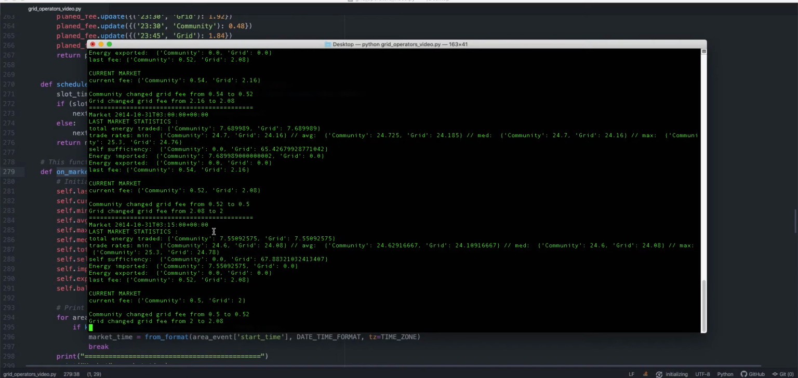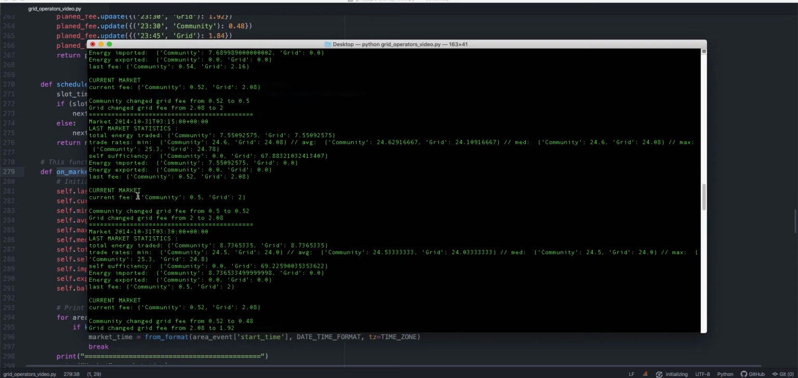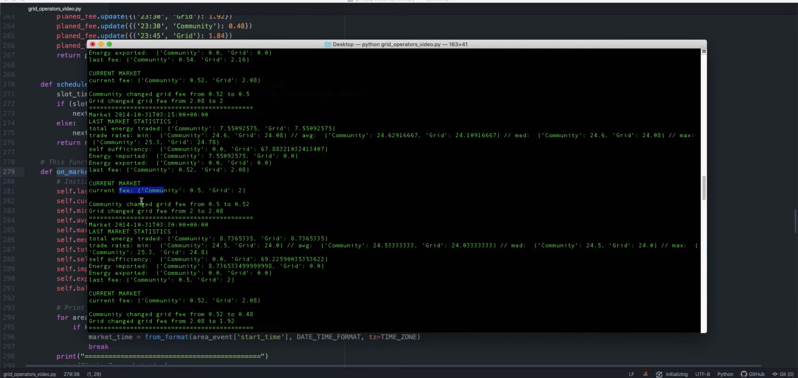Basically it receives information on the past market statistics. For instance, the total energy traded on each market, the community and the grid, the price, average, maximum, and minimum prices, the self-sufficiency, the energy imported and exported for each of the markets, the last fee, the current one, and also I can change the grid fee for both of the markets at the same time. For instance, here I'm changing the grid fee from 0.5 to 0.52 cents per kilowatt hour. And for the grid, I'm changing the fee from 2 to 2.08 cents per kilowatt hour.